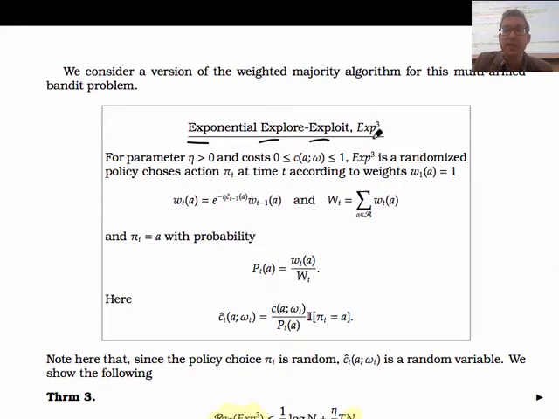As we discussed last time, we consider a version of the weighted majority algorithm for this multi-armed bandit problem. Here there was a slight change, but the idea was the same. We had some weights associated with each action, or arm, and we updated by taking e to the, in this case, instantaneous cost of playing that arm.